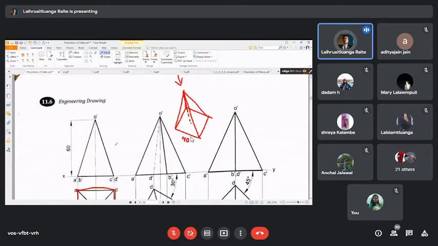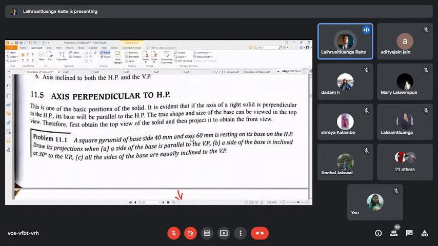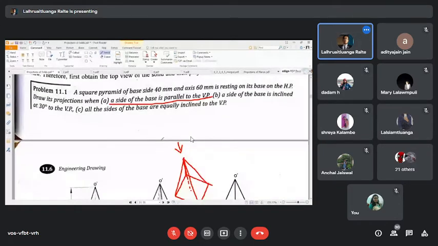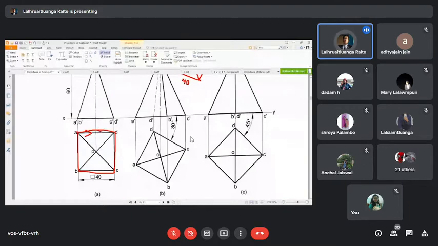So the first condition is saying that we are going to orient our solid in such a way that a side of the base is parallel to the VP. All right, a side of the base is parallel to the VP. Okay, so when that happens, look at this. The side AD, this particular side, is parallel to VP. So when it is parallel to VP, in the top view it is going to be parallel to our reference line XY, right? This whole reference line.